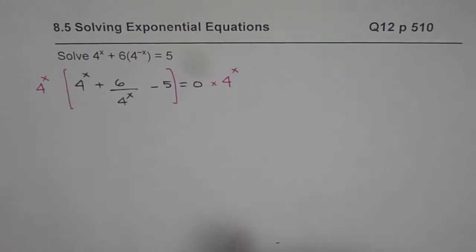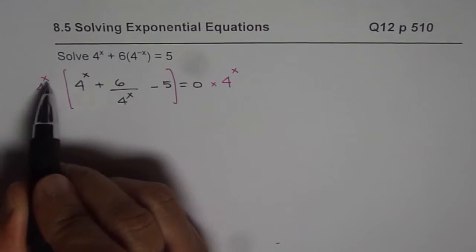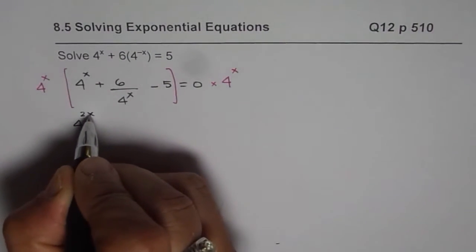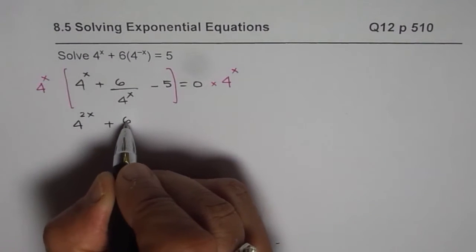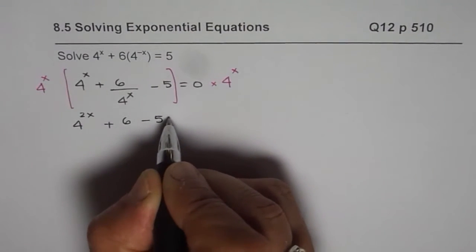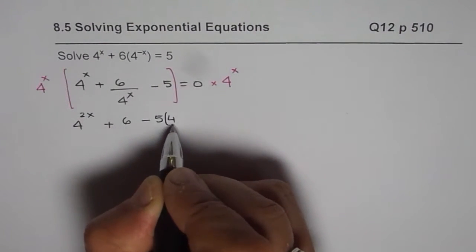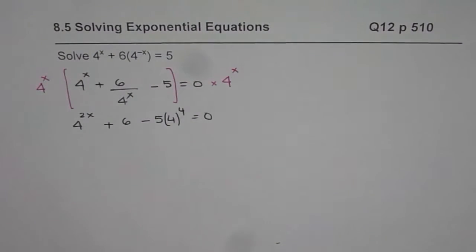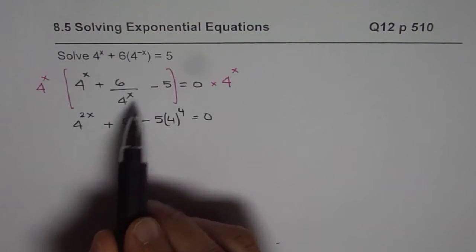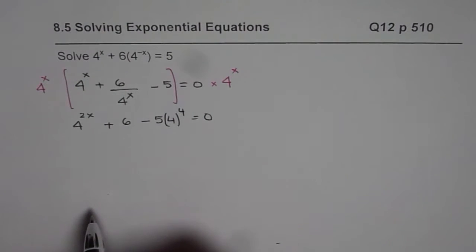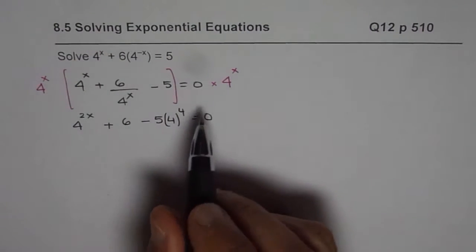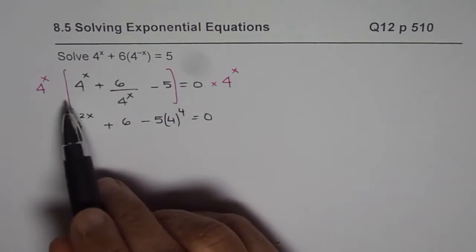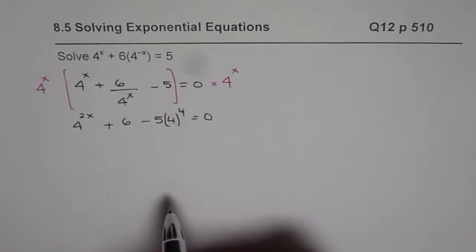Then what happens? 4 to the power of x times 4 to the power of x becomes 4 to the power of 2x, and here we have 6 minus 5 times 4 to the power of x equals 0, right? So basically we have taken a common denominator and written our equation in this fashion. We can always do that since 4 to the power of x is never 0, so you can always multiply or divide by that number.